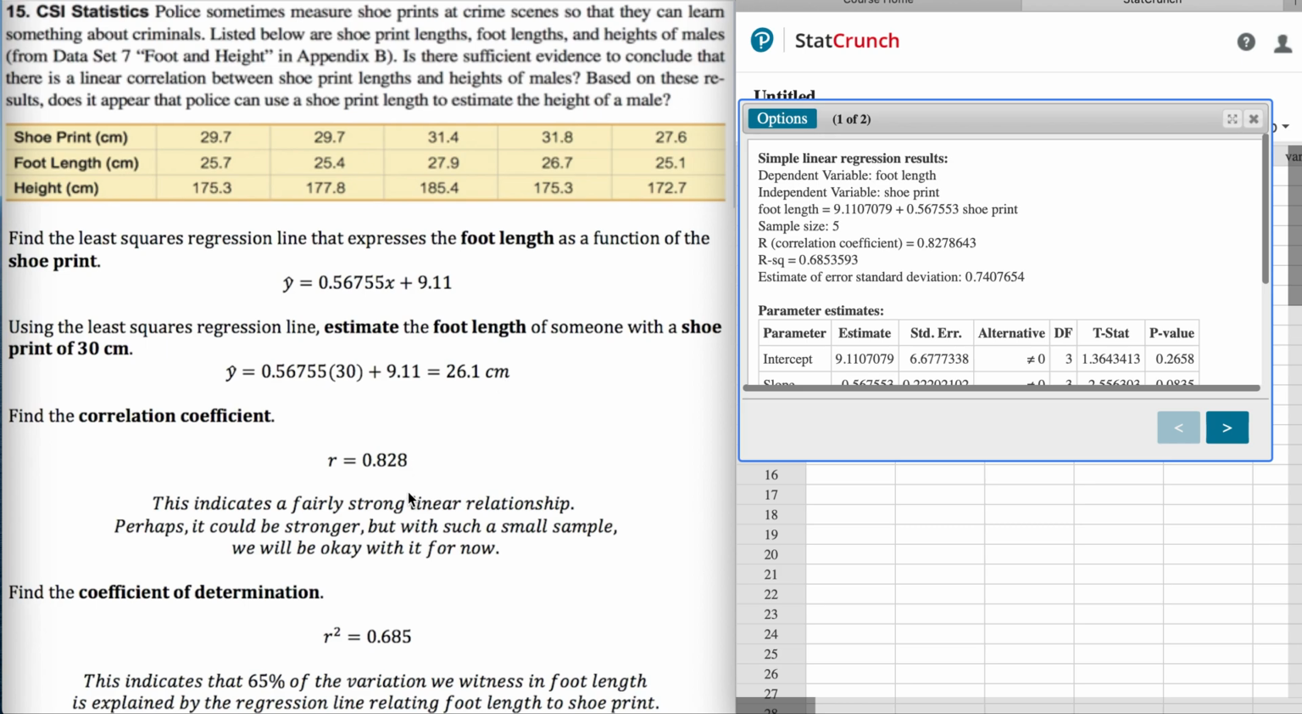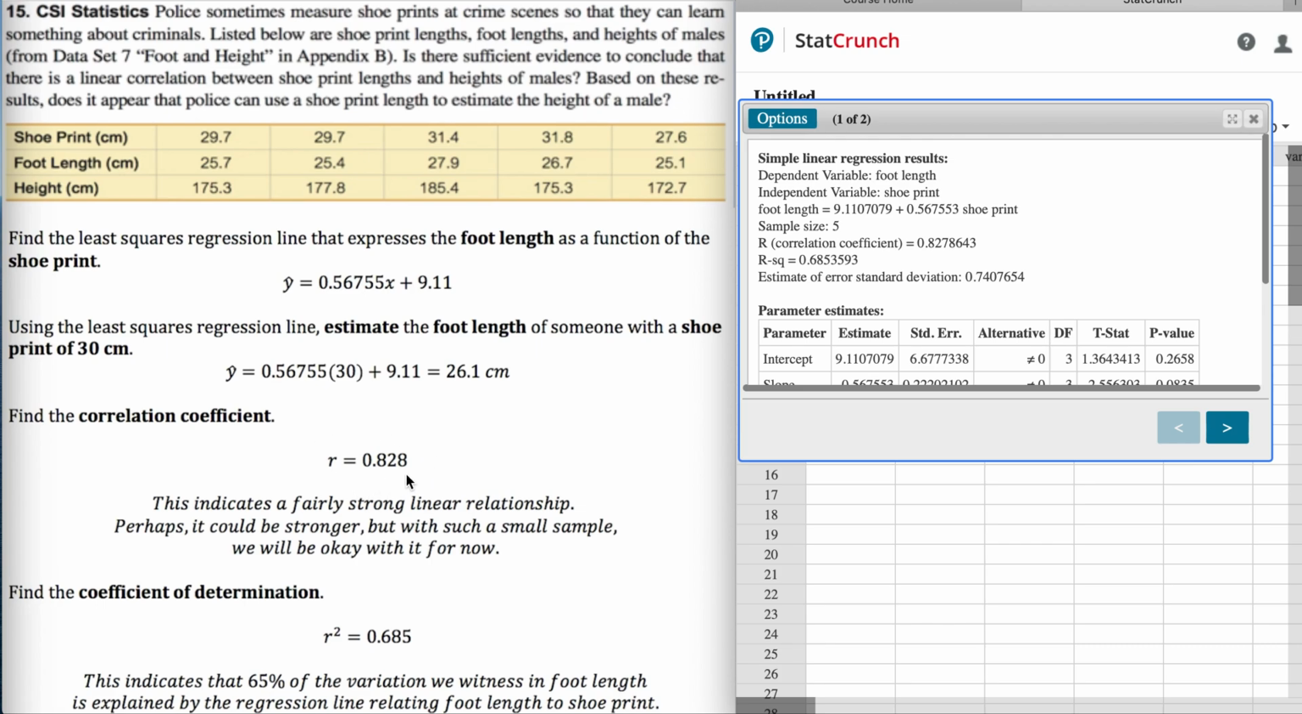And so we would look at R and R squared to give us some measure of how strong that linear relationship is. And so, like I said, usually 0.828 is a fairly strong linear relationship. And so if that's the case, we will have pretty good trust that the output here would be consistent with what we might expect. Remember I said R squared was the percent of variation that we witness in the foot length that's explained by the regression line. And so here I've made a prediction using my regression line that I got from StatCrunch. Now I will note this.